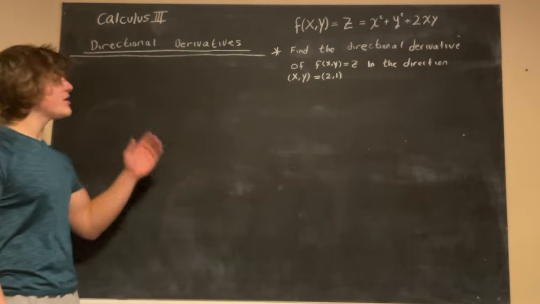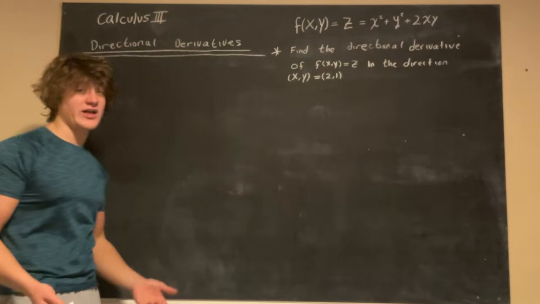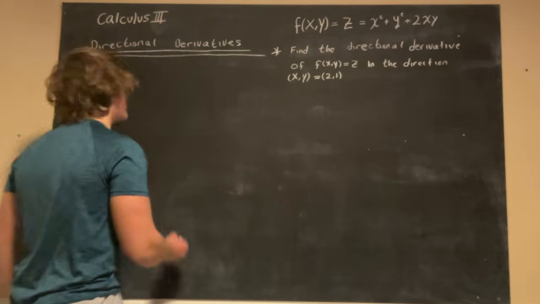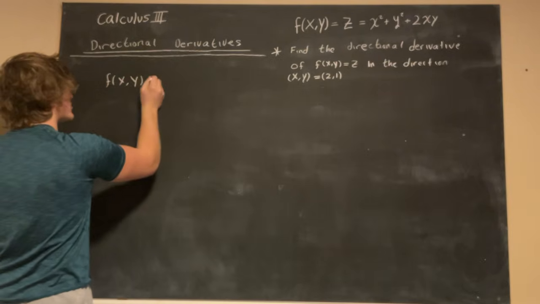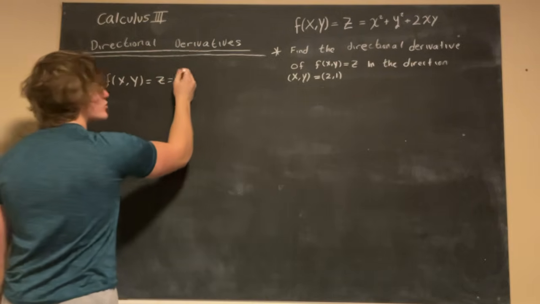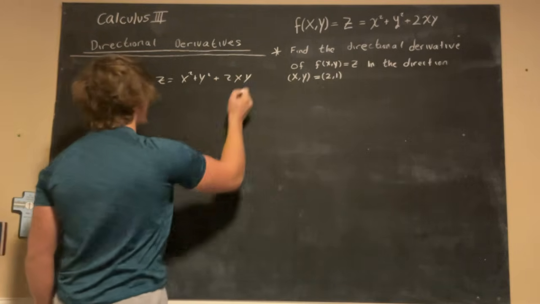In this video, I will be covering directional derivatives from Calculus 3, aka multivariable calculus. So in this question, we are given the function f of x comma y is equal to z, which is equal to x squared plus y squared plus 2xy.